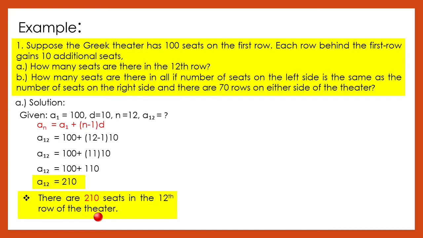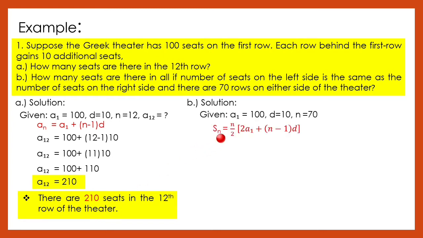For letter B naman, how many seats are there in all? So, ang hinahanap dito is the sum of all the seats in the theater. And since ang sequence natin ay progress by adding, so ang formula na gagamitin natin is the formula ng arithmetic series. So, ang arithmetic series natin is S sub n equals n over 2 times 2a sub 1 plus n minus 1 times d.